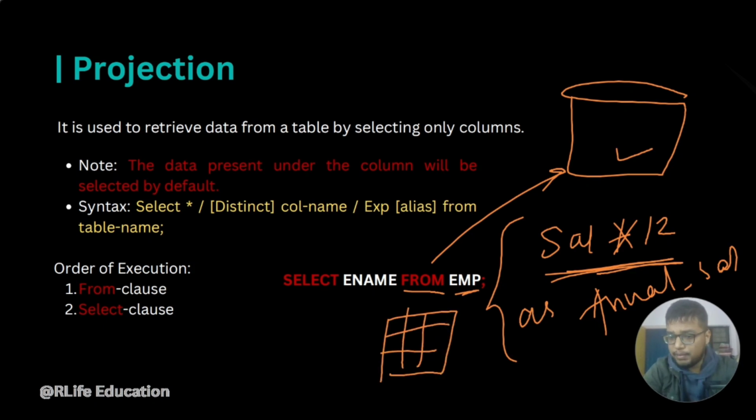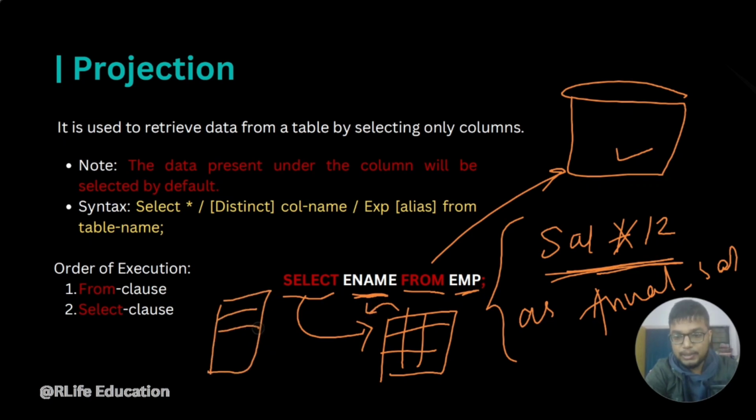Then no other statements are there, only the select clause. So the select clause comes here and selects the particular column. In the projection case, we gave employee name only. So what does the select clause do? It takes ename only and displays it to the user, to the client. This is all about the projection part.